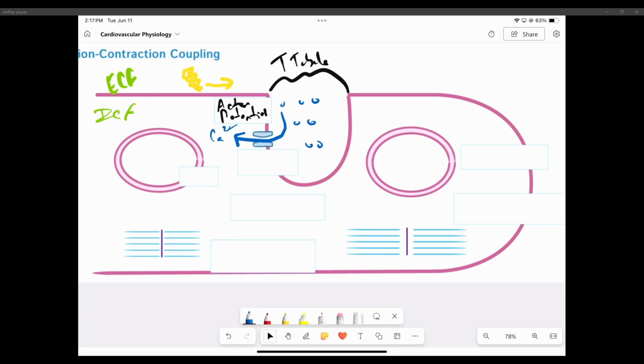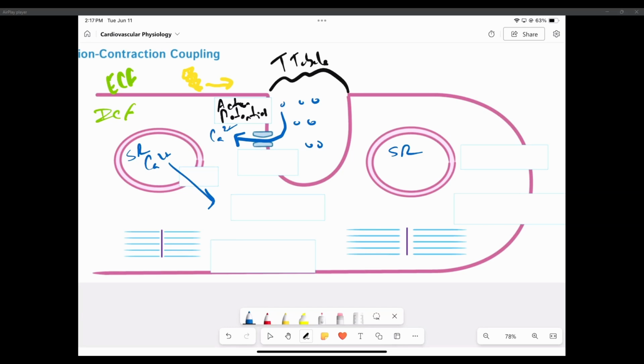Now, these are the SRs, sarcoplasmic reticulum. Remember, there's one for each T-tubule. What's inside the SRs? Calcium. Okay? Calcium's got to get out. So calcium comes out.